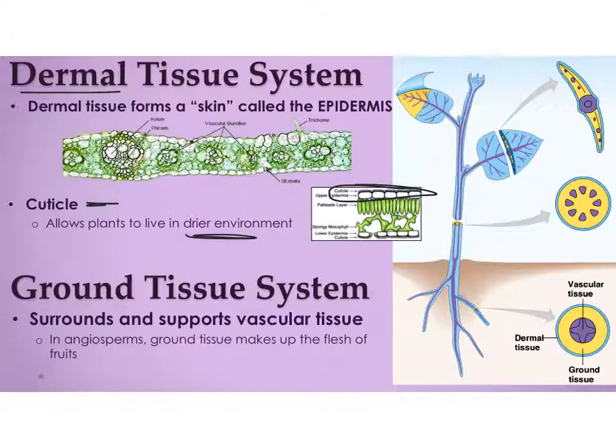Then the ground tissue system, all you really need to know about that is it's going to offer support. It's going to be filler. And you can see that in the yellow on all of the pictures here. So this yellow tissue there is the ground tissue. And in fruits, that's going to be the flesh of the fruit. So when you bite into an apple, the white inner piece is the ground tissue.